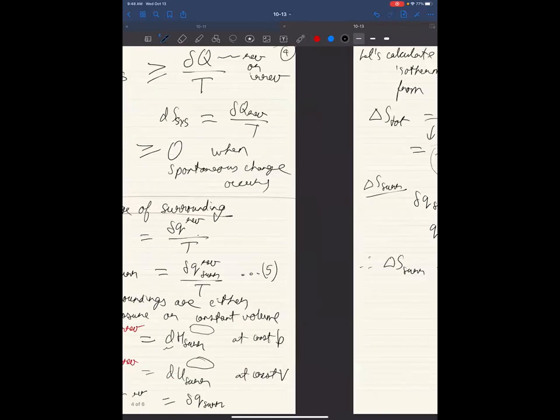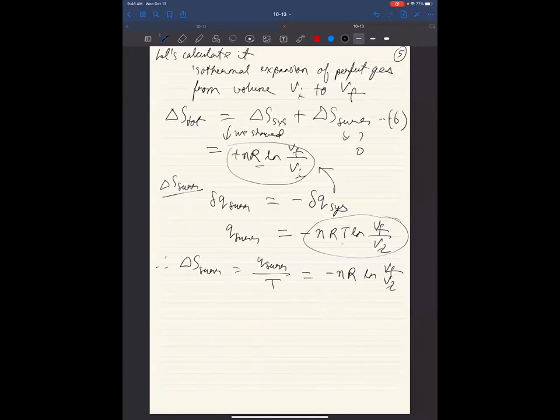So if I take equation 7 and put it in 6, what do I get for delta S total? 0. This one was plus nR ln VF by VI. This one is minus nR ln VF by VI. So the sum total is 0.